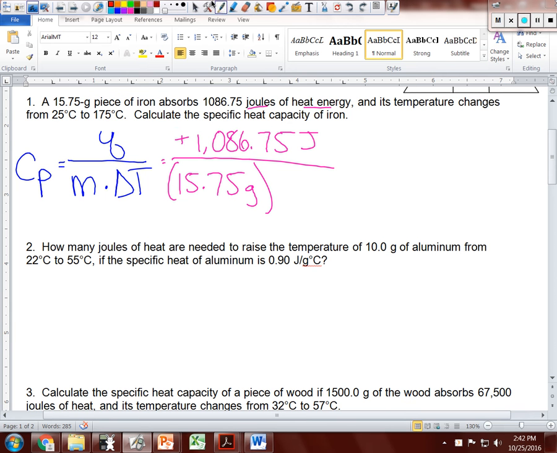So what did the temperature end at? 175, and what was it initially? 25. So what's the delta T? How much did the temperature change? Very good. 150 degrees Celsius. One more important question. Did the temperature go up or did it go down? Up, so is that positive or negative? Positive, very good.